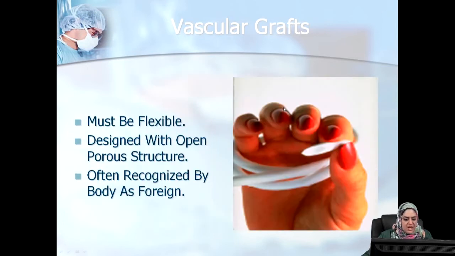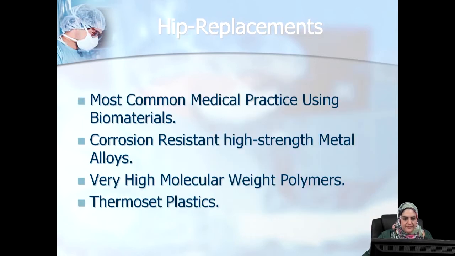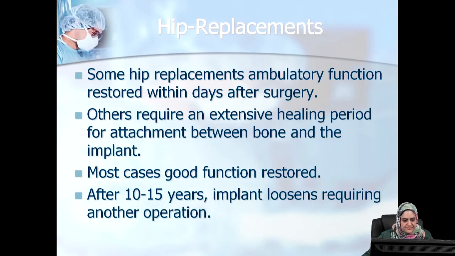Vascularized graft must be flexible, designed with an open pore structure, often recognized by the body as foreign. Hip replacement is one of the important applications for the use of biomaterials. The most common medical practice uses corrosion-resistant, high strength metal alloys, very high molecular weight polymer, and thermoplastic plastics.